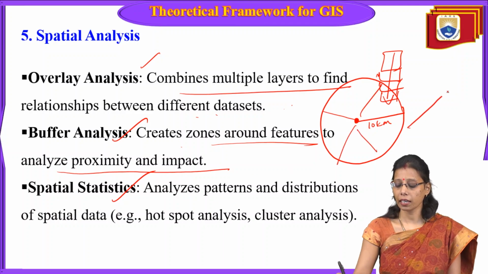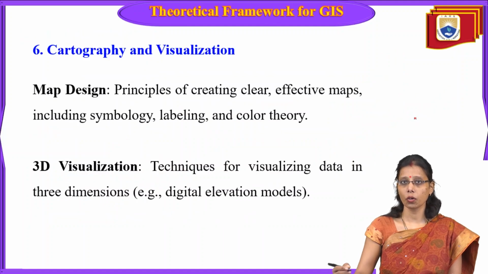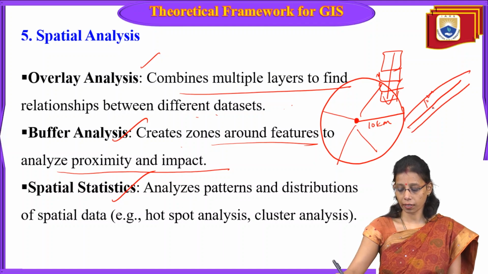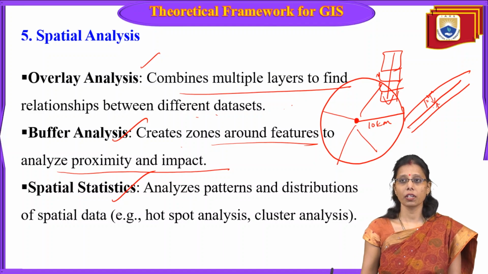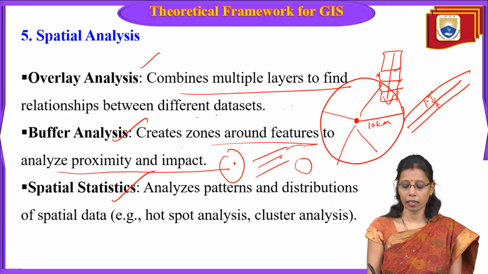For example, there is a line feature. If I want to do a buffer here, I will put a buffer of, let us say, 5 kilometers. So what will happen? It will create a line on both sides of this line, so this will be 5 kilometers from the center of the line on both sides. So buffering is like creating a zone around it. For a point, this is the zone. For a line, this is the zone. For a polygon, it will create another zone.